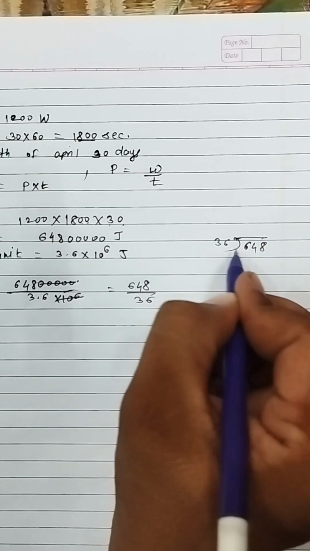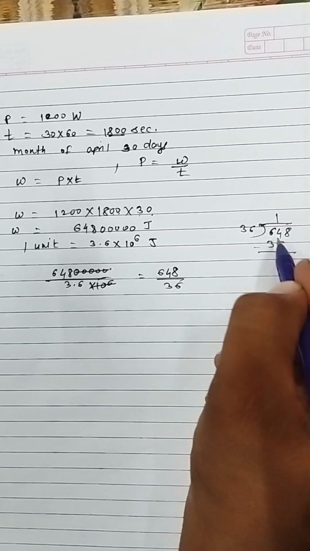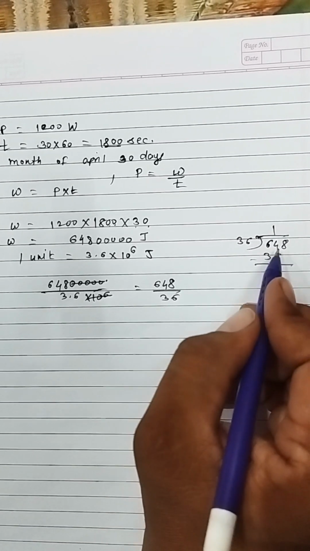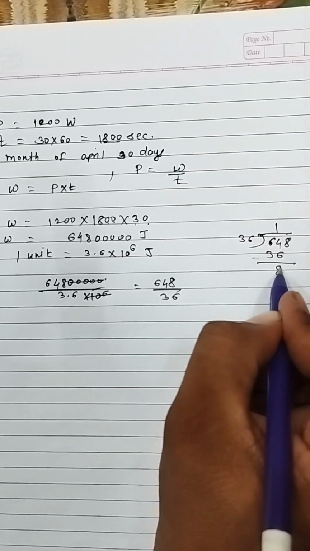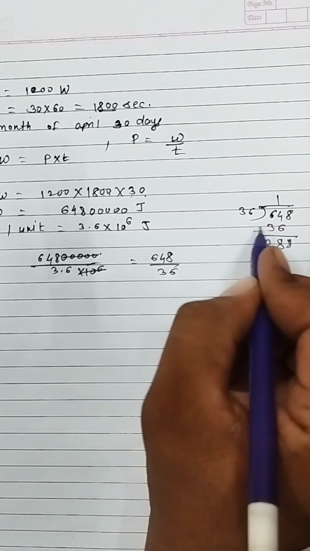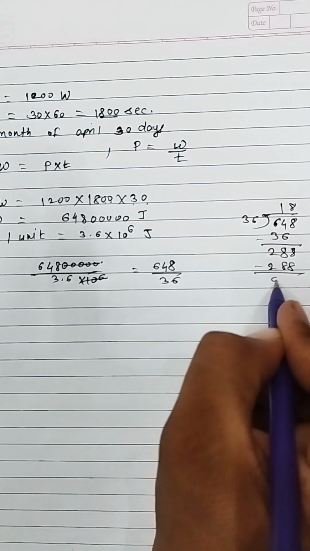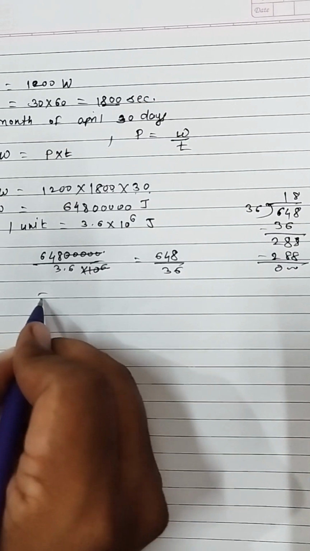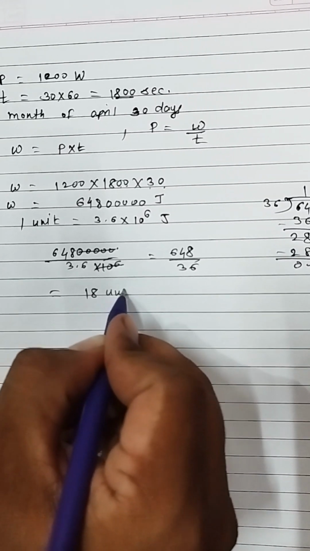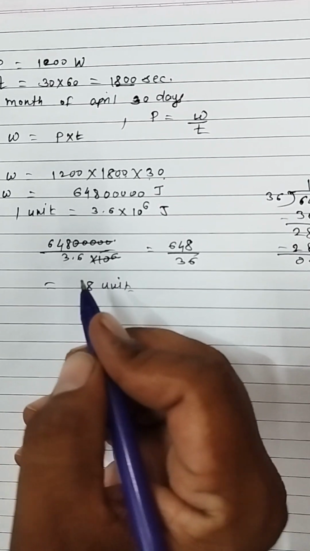648 divided by 36. 36 ones are 36. Subtract this. What will you get? 4 minus 6 is not possible. 14 minus 6 is 8. Here what will be the remainder? 5 minus 3 is 2, and then 36 eights. You can do this multiplication and division and you will get the answer, and in that month the total electricity used will be 18 units. How much? 18 units.